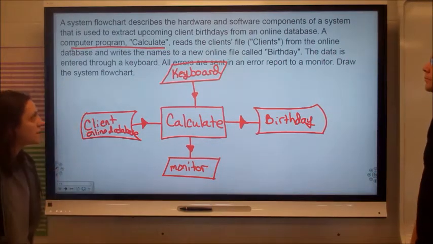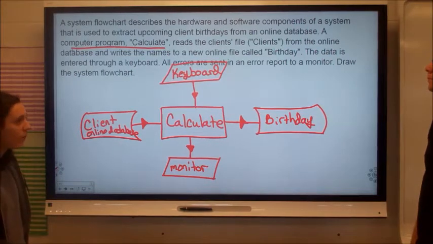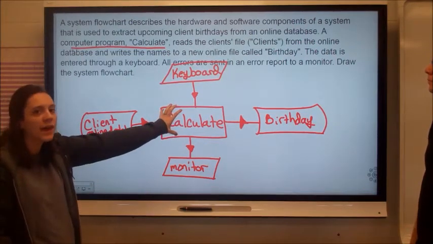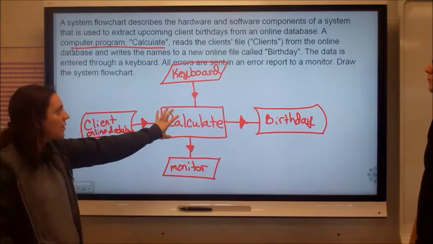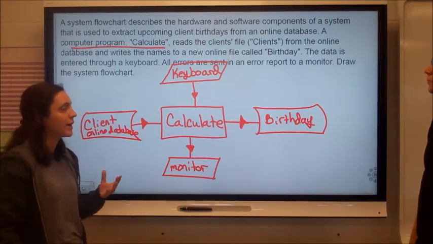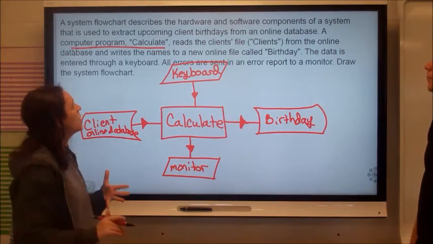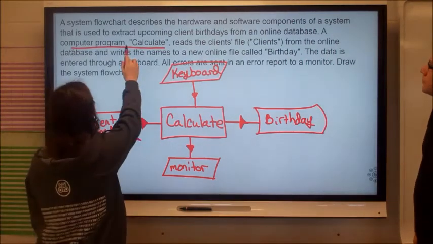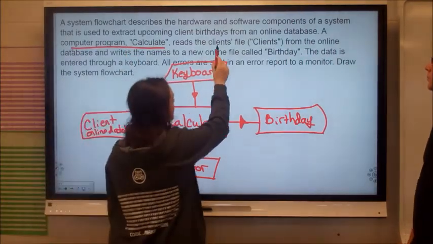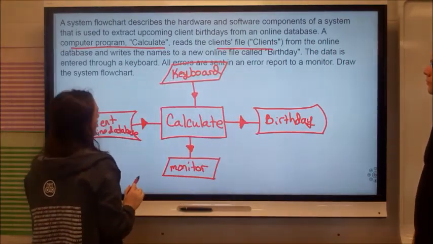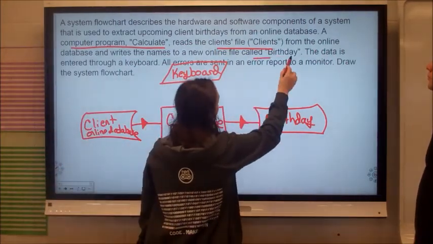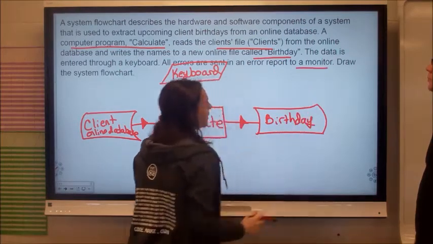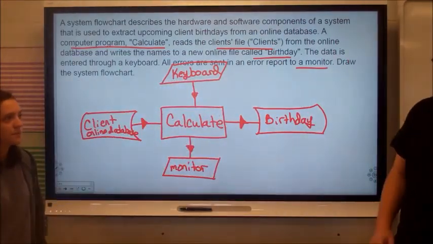So when you're doing a system flowchart, you should always be starting with what that actual program is. So start there and then figure it out, break it down into the different pieces of what's going on. So when we read through this, it does tell us, well, we have our program calculate. It's reading this file from an online database. It writes it to a new file, and it's checking from your monitor. So we have all those words in there if you check.